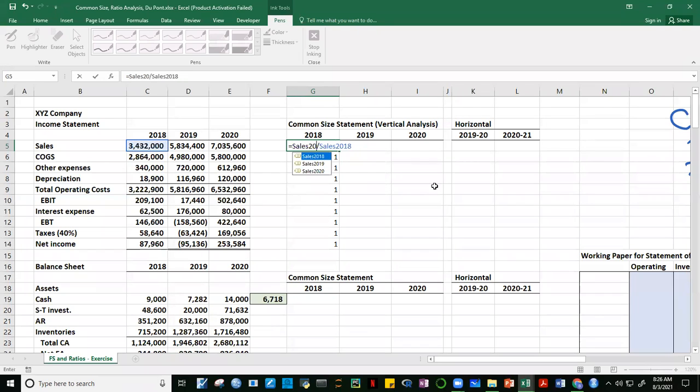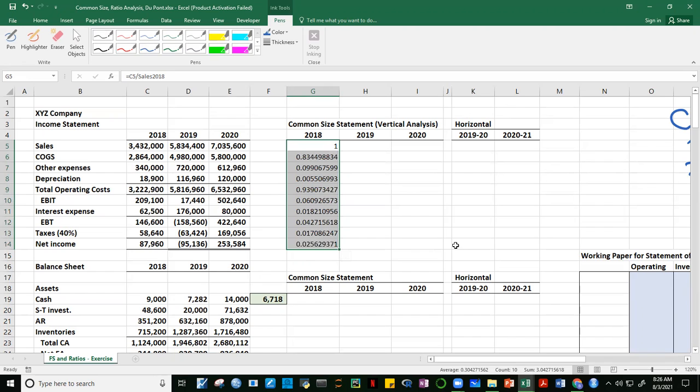But if we want it like this, I want it like this. So control enter, and then I copy down. So what do you think now of the solution, guys? And then I go here, it's now C6, but its denominator is still sales 2018. Okay? Do you get it, guys? So is this correct now? Is this solution now correct?